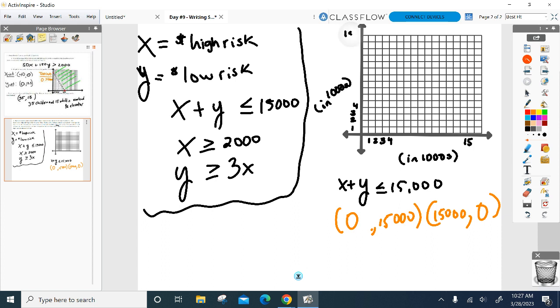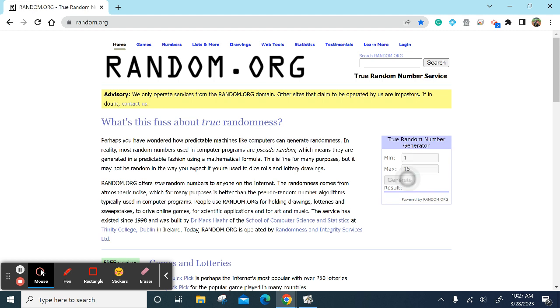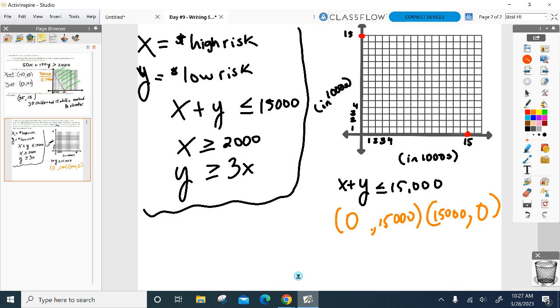All right, at the top for that one. So 15, 15. Plot my points. Connect them with what type of line? What type of line here? Solid.